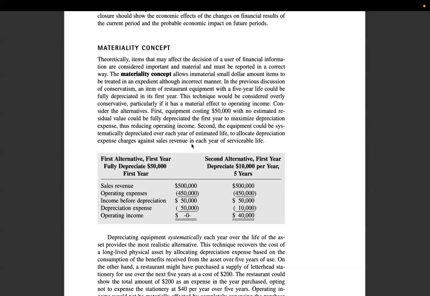That means different money amounts. Materiality concept means how much material I'm going to use. I don't know, let's go on. I'm actually a little confused by the concept here. Go ahead.